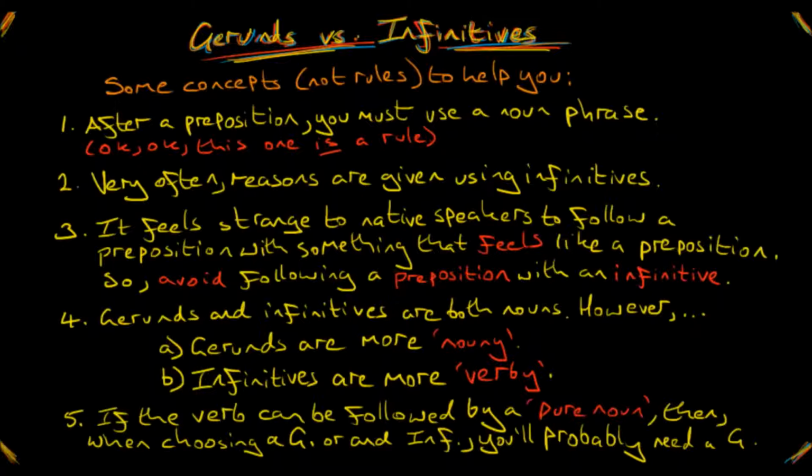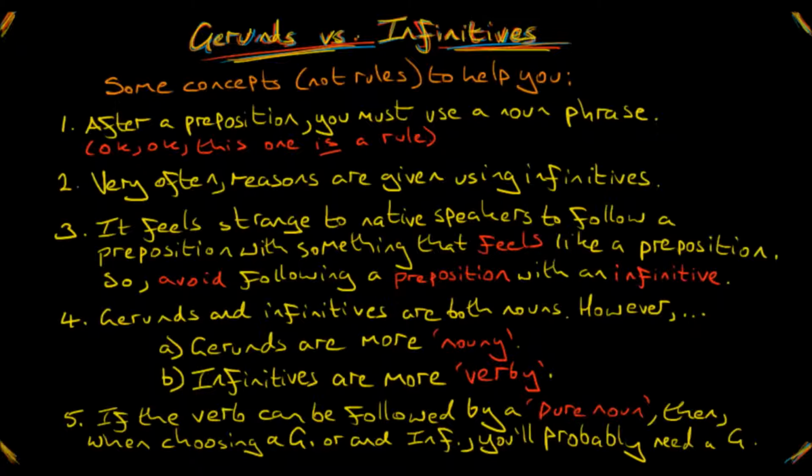Final concept. If the verb can be followed by what we'd call a pure noun, something like a cat, a picture, some grass, a house, something that you can touch and really has a solidity to it. So if the verb can be followed by a pure noun, then when choosing a gerund or an infinitive, you'll probably need a gerund. And that relates to concept number 4, where gerunds are just a bit more nouny.